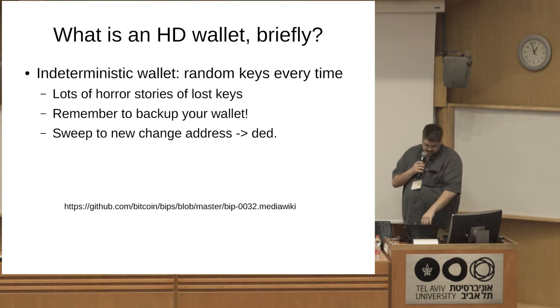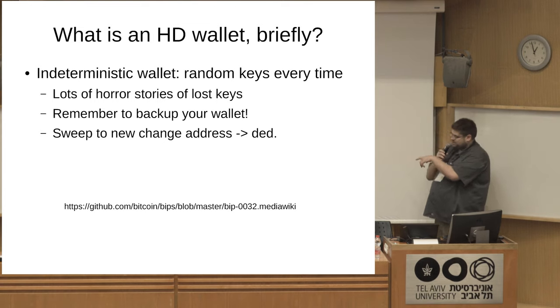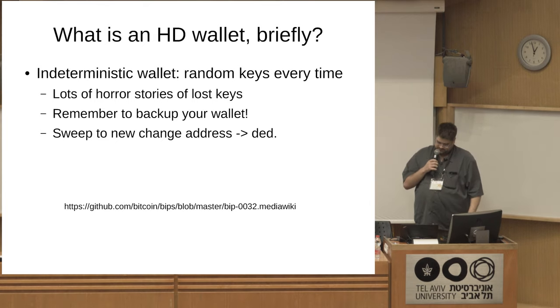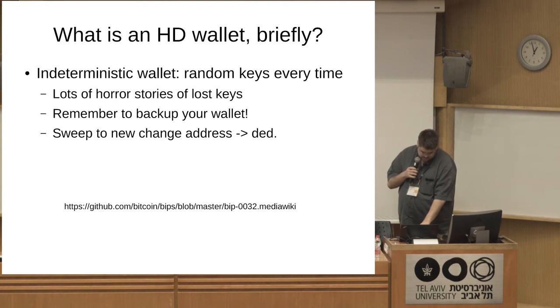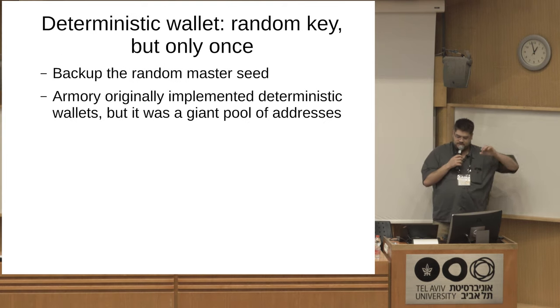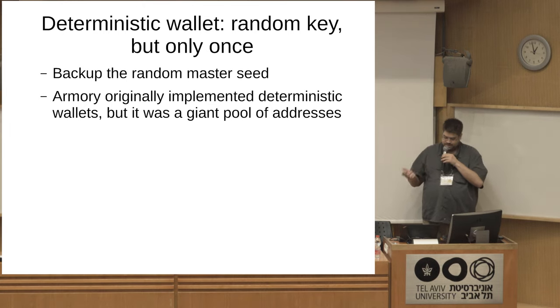Also, if you swapped anything to a new change address, you lose everything as well, because you forgot to back up the wallet. Well, Armory came up with an idea of deterministic wallets where you pre-generate some sort of secret, some seed, and then all the other secrets are derived from that, and you only had to back up the original secret. So that's great, but it was kind of just a pool structure.